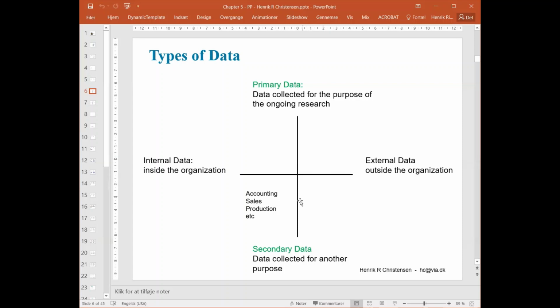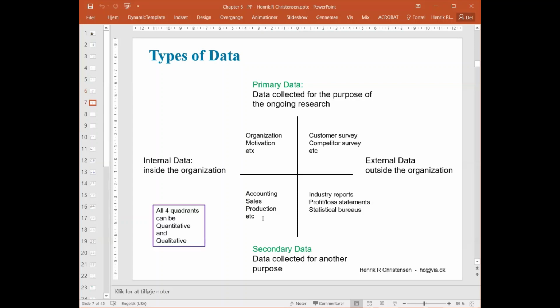And if we look at this first quadrant being secondary, that is data collected for another purpose, and internal, that means something that characterizes data that's internal and secondary. That could be numbers from our accounting department. It could be sales numbers. It could be production numbers, etc. So here we do find lots of data that we have in the company, and someone else has already collected that particular data, and we can simply just pick it up.